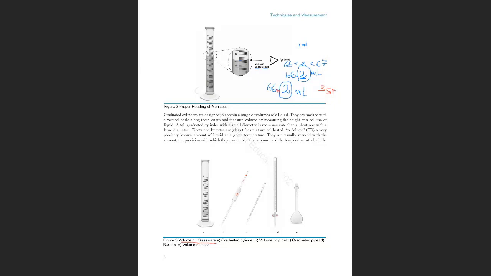So the first one, A, is a graduated cylinder. It's showing you a volumetric pipette, which is this one, a graduated pipette, which is this one that has the scale, and you are going to measure with 1 digit. We are going to add 1 digit as the uncertainty, and then you have the Buret. You will probably wonder, what is a Buret? This is a Buret.